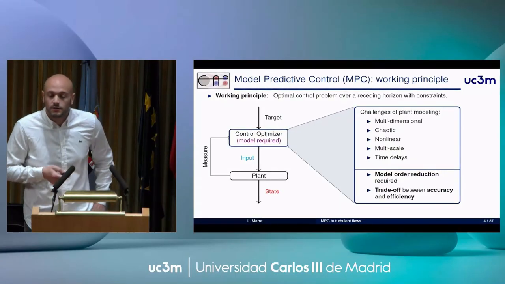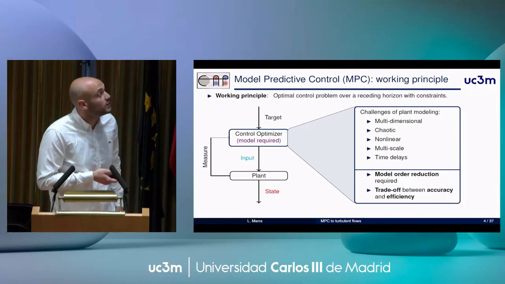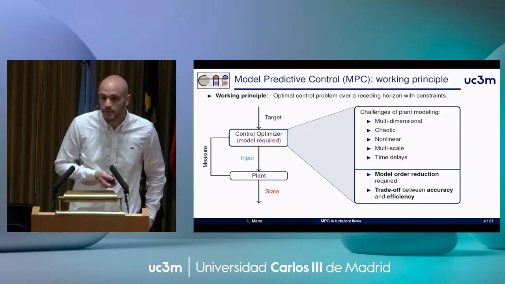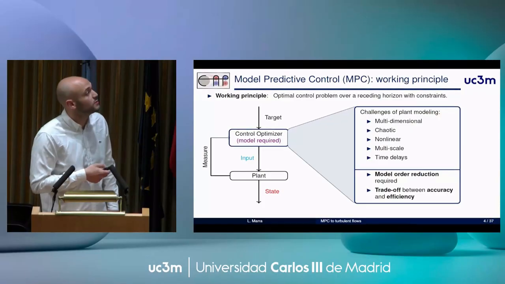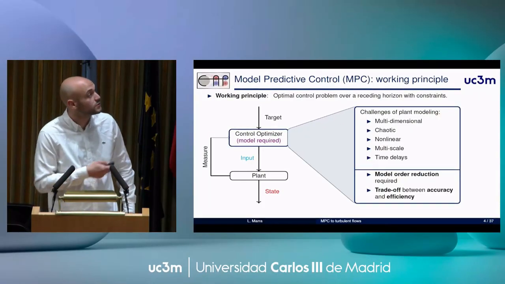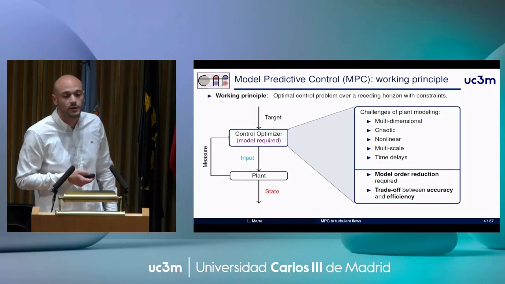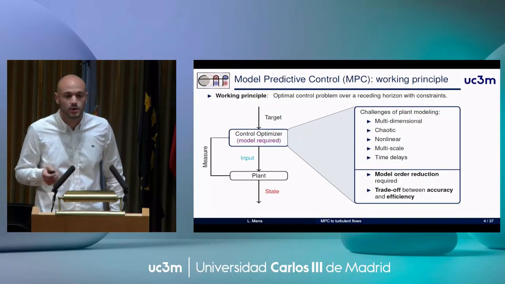So what are the challenges in doing so? First of all, we need a model of the plant. And this is particularly challenging for fluid flows because of some of their characteristics. They are multidimensional, chaotic, nonlinear, multi-scale in space and time, and you also have time delays.